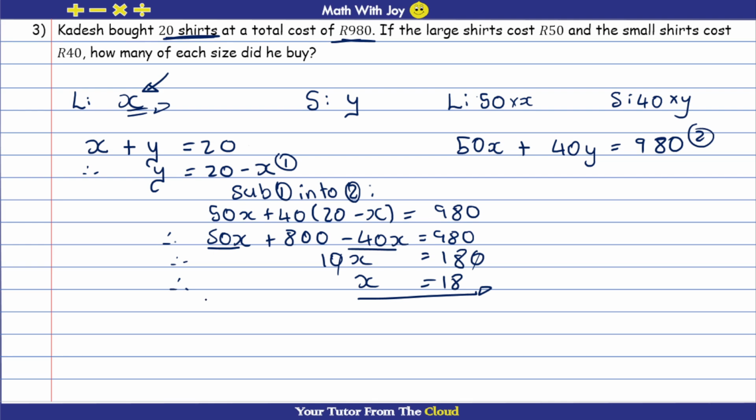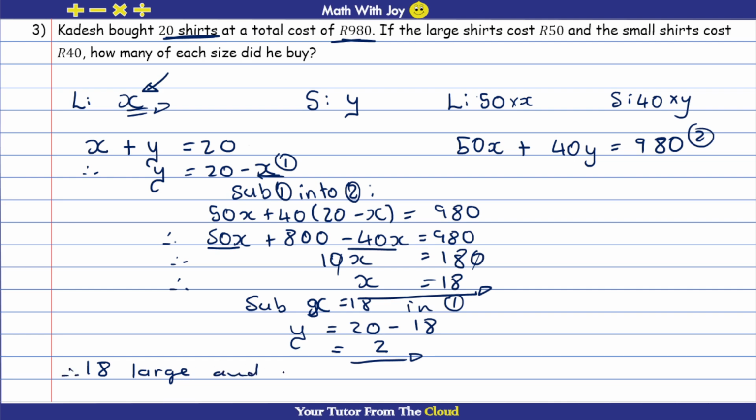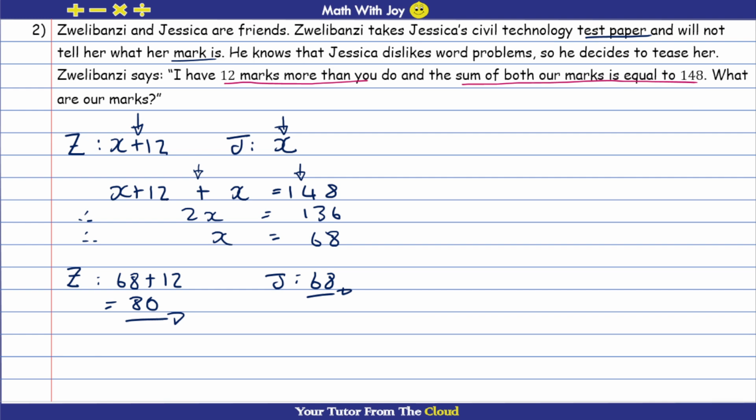As well as now we have to substitute this. So we're going to say substitute this, x equals 18, in equation 1, where equation 1 says y is equal to 20 minus 18, where there's the x. Now I put the 18, and I find that he bought 2. So we'll tell them he bought 18 large and 2 small shirts. You can also conclude this way for all the other questions here.